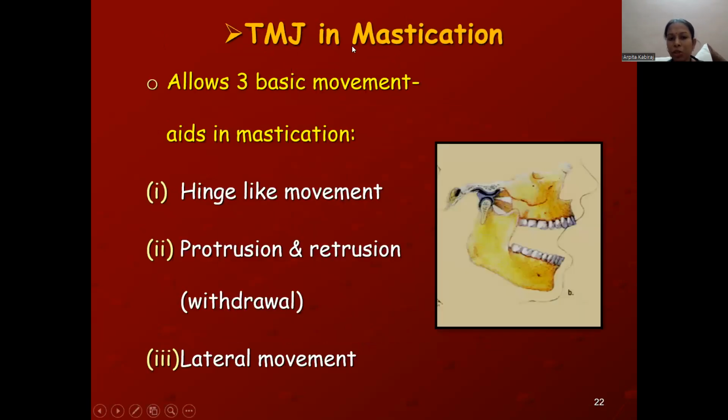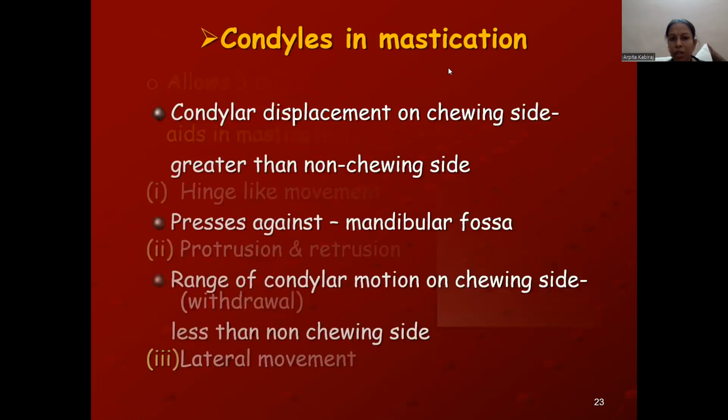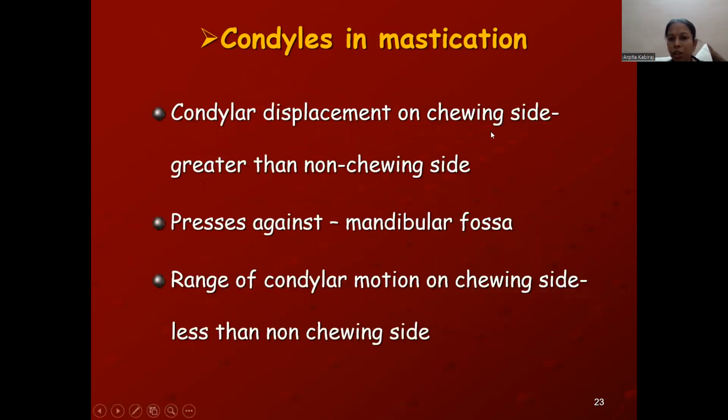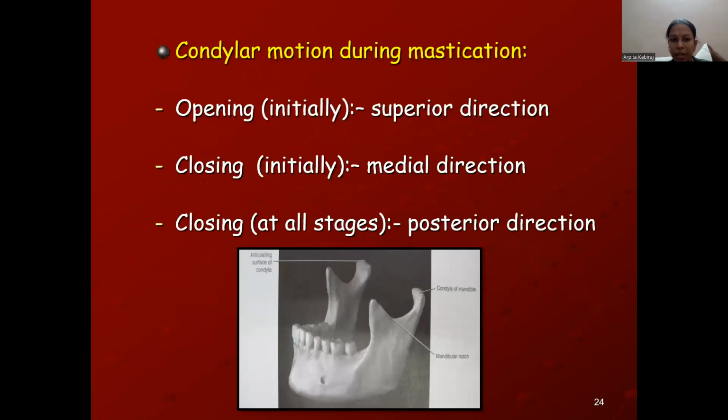Now, the role of TMJ in mastication. It allows 3 basic movements: a hinge-like movement, a protrusion and retrusion movement, and lateral movement. In mastication, the condylar displacement is greater on the chewing side than on the non-chewing side. The condyle presses against the mandibular fossa, and the range of condylar motion on the chewing side is less than that of the non-chewing side.